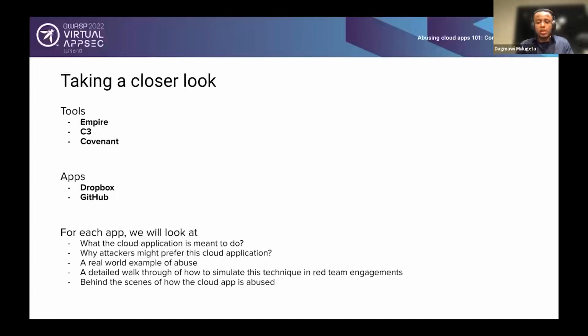We're primarily going to use 3 tools to do this: Empire, C3, and Covenant, and we'll cover what those are in just a second. We're going to focus in on 2 applications here, Dropbox and GitHub. So Dropbox is a representative for cloud storage and GitHub as a representative for development tools. And for each of these apps, we'll talk about what the cloud app is meant to do. Why would an attacker want to use this cloud app or abuse this cloud application? We'll go over a real world example of abuse of this cloud app.